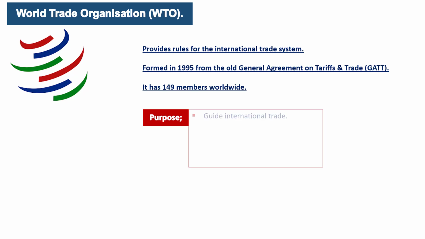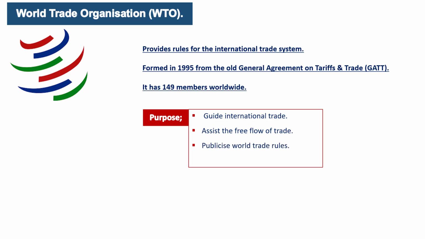The purposes of the WTO are to assist the free flow of trade by removing obstacles, make known the rules that surround world trade for everybody to be abreast of, and eradicate confusion. It also provides assurance to individuals, companies, and governments, the confidence to trade internationally. Now, this will stem from the assurance that the policies are not going to change radically.